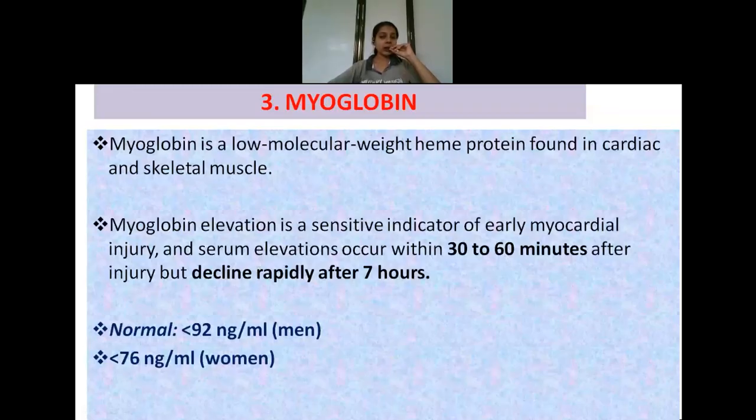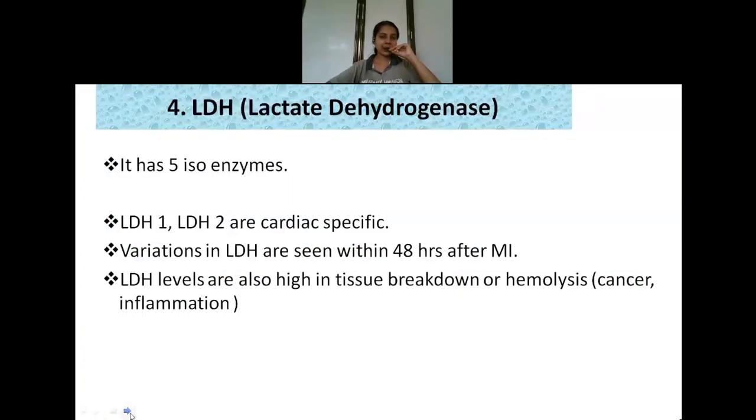It will become normal within 7 hours, continuing to decline. That is why it is also essential to perform myoglobin. It rises within 30 minutes to 1 hour, but comes down within 7 hours. The normal level of myoglobin is less than 92 nanograms per ml in men and less than 76 nanograms per ml in women. So that is regarding the next cardiac marker.